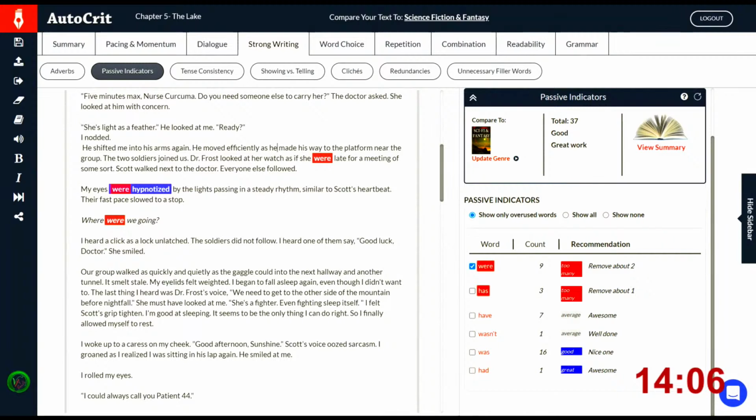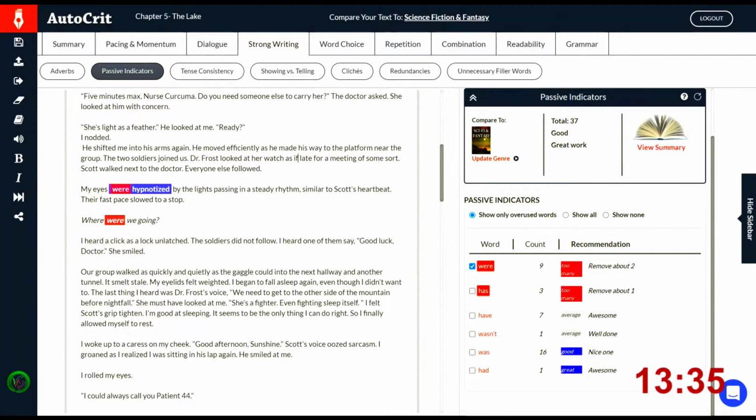All right, let's see. Dr. Frost looked at her watch as if she were late. How do we change that? As if late for a meeting. All right, she looked at her watch as if late for a meeting of some sort.